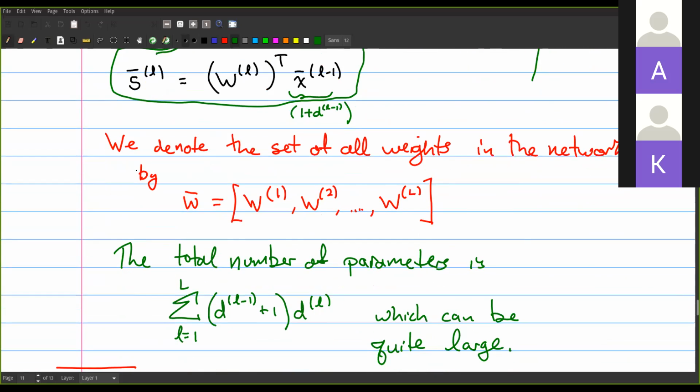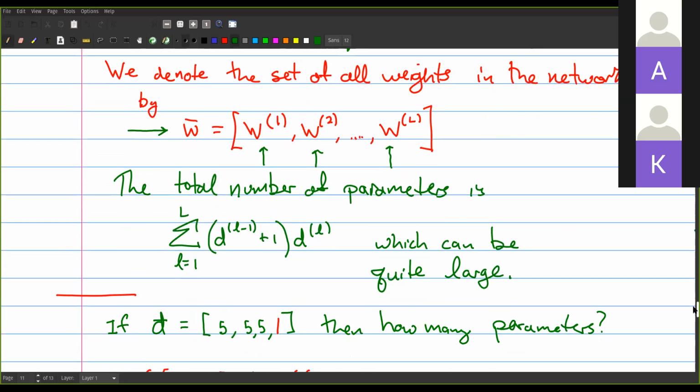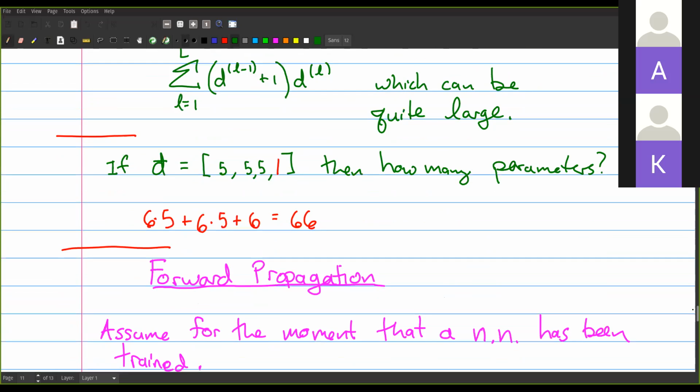So we said neural networks have a lot of parameters, but we're still going to call the set of parameters W bar. But now W bar is pretty huge. It's the transition matrix from the input layer to the first layer, from the first layer to the second layer, and all the way to the L minus 1 layer to the output layer. So the actual number of parameters can be pretty big. This is just an example.